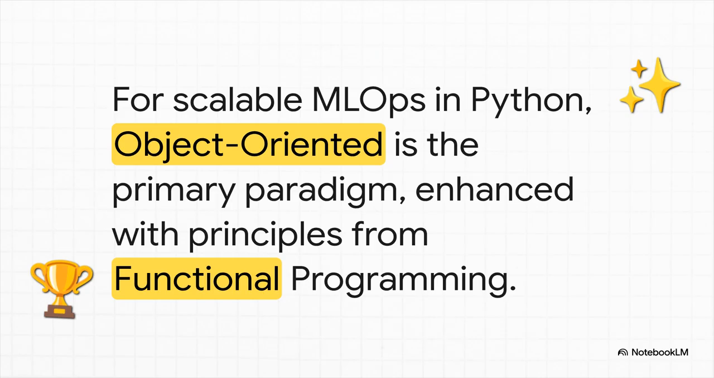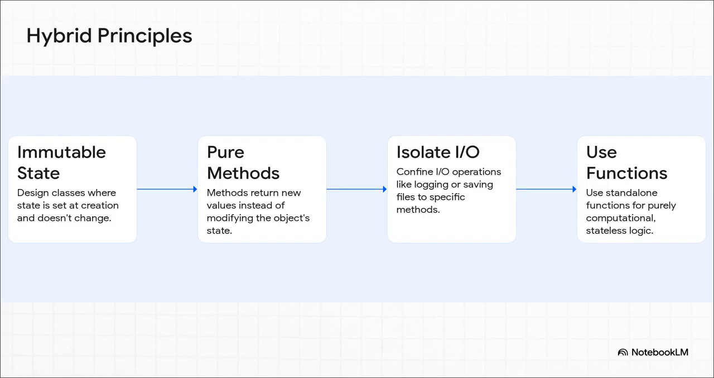Object-oriented programming should be your foundational paradigm. And why is that? It's because Python itself and all the major libraries you're already using, scikit-learn, pandas, keras, you name it, they are fundamentally built on OOP principles. You then take that solid foundation and enhance it with the discipline and predictability you get from functional programming. So what does this hybrid style actually look like day to day?